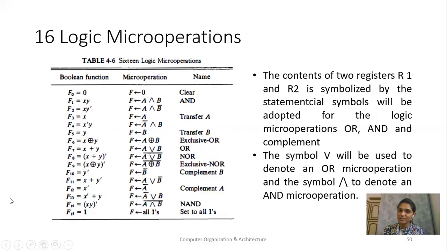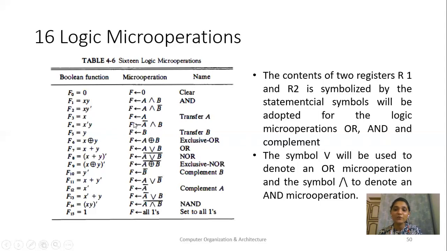From this table, you can see that any operation done here is basically a combination of ANDing, ORing, XORing and complement. The basic logical microoperations are ANDing, ORing, XORing, and complement. So any of these functions can be represented by those basic microoperations.